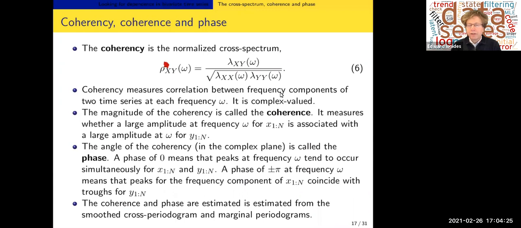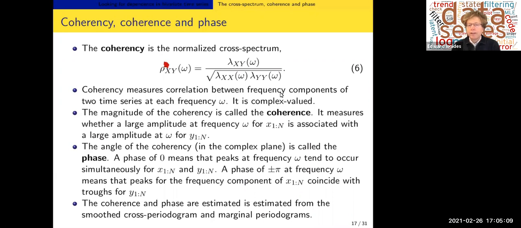Now this thing is complex valued, and so like a complex number, it can be represented as a magnitude and an angle, and that's the way we normally interpret it. The magnitude has a name called the coherence. So this says whether a large amplitude at frequency omega for one time series is associated with a large amplitude for the other one. So that's kind of a correlation of magnitudes. And the other part of the complex number is the angle, viewed as a number in the complex plane. And this is called the phase.